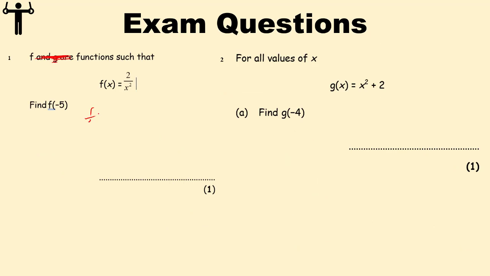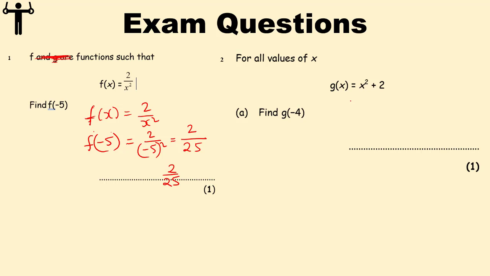Now it's time for you to have a go at some exam style questions. So f of x is 2 over x squared. That means f of minus 5 is going to be 2 over minus 5 squared. Now minus 5 squared is minus 5 times minus 5, which is plus 25. So it'll be 2 over 25. And that's our final answer, 2 over 25.